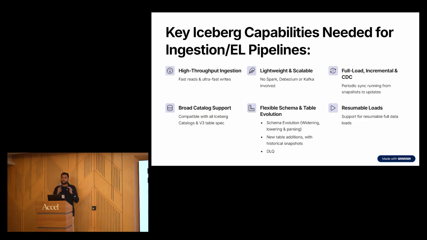Second, it needs to be lightweight and scalable. So if you can avoid the Spark, Debezium, Kafka thing, that would be awesome, right? Especially if you're catering to databases, we need to have full load, incremental with a bookmark kind of a column, or CDC. All three methods of the data sync, right? And let's say, as I mentioned, it has to be Iceberg specific. We have to support all the catalogs out there.